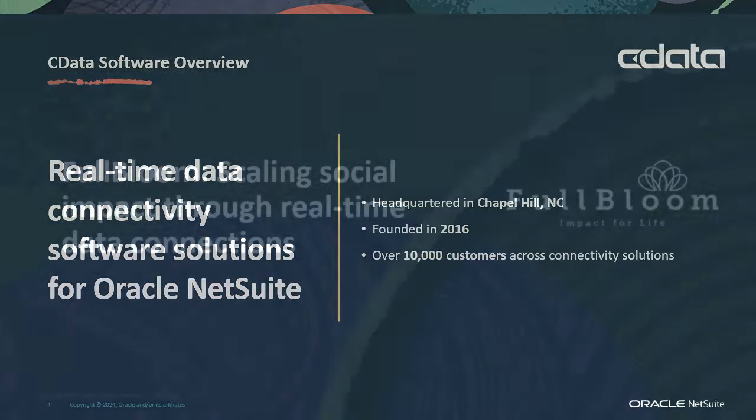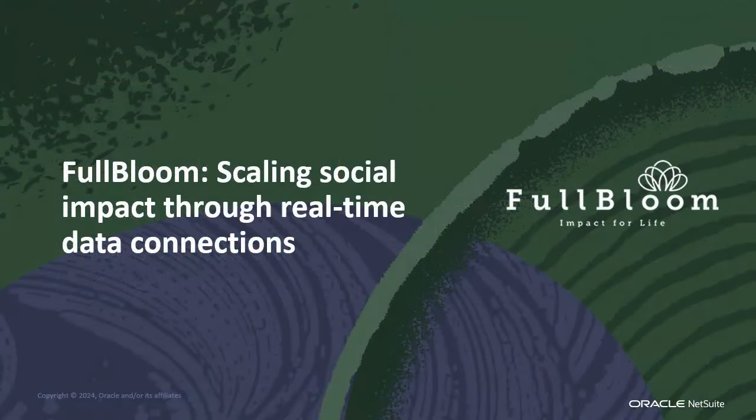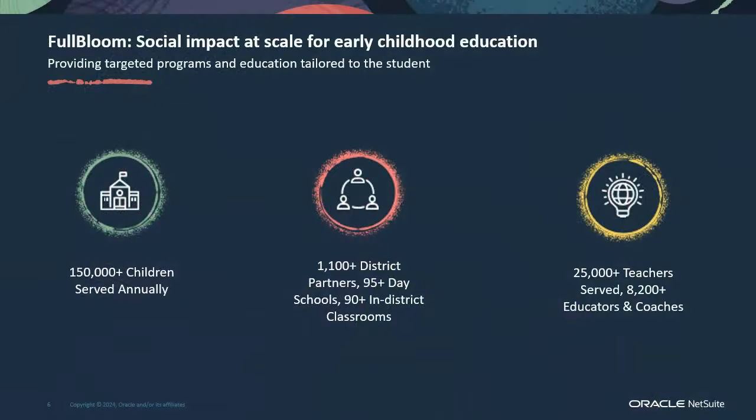And since we're going to hear from Larry in a few minutes, I'll also add a quick introduction here of our partner FullBloom. FullBloom provides social impact at scale by bringing together a wide range of evidence-based academic, behavioral, social, and emotional services that help ensure positive outcomes for over 150,000 children every year. So by partnering with FullBloom and solving some of their business challenges, we at CData are happy to do our small part in empowering that important work.